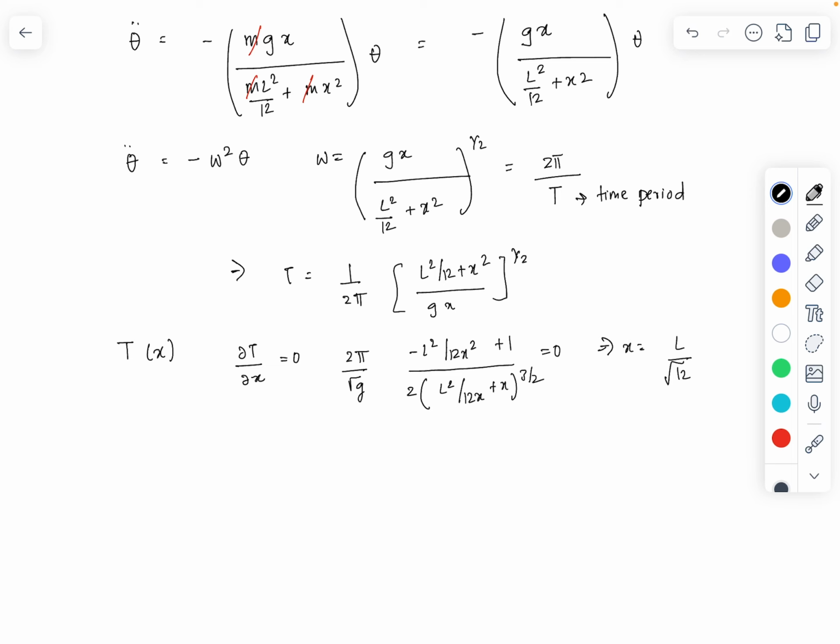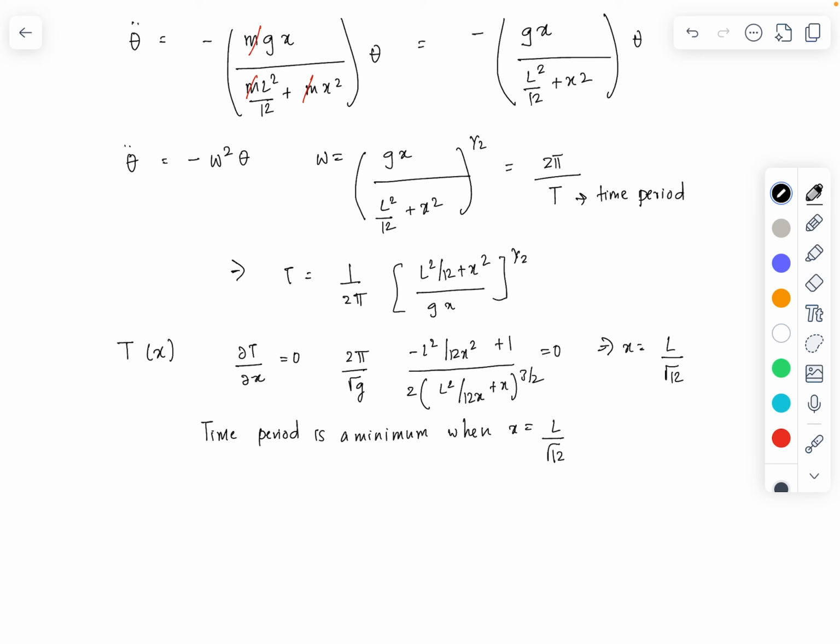You can take the double derivative of this and satisfy yourself that the double derivative is actually positive. Therefore, when x is equal to L divided by square root of 12, the time period is a minimum.